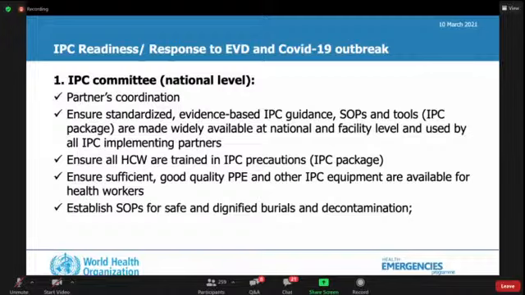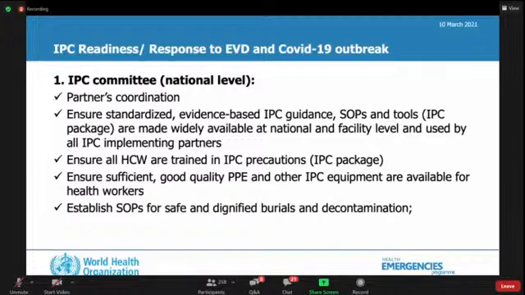We need to make sure that we have sufficient materials and supplies that can help to implement IPC. Because, for example, if you know how to do hand hygiene, but you don't have water or alcohol for hand hygiene, the compliance with hand hygiene will be very low.